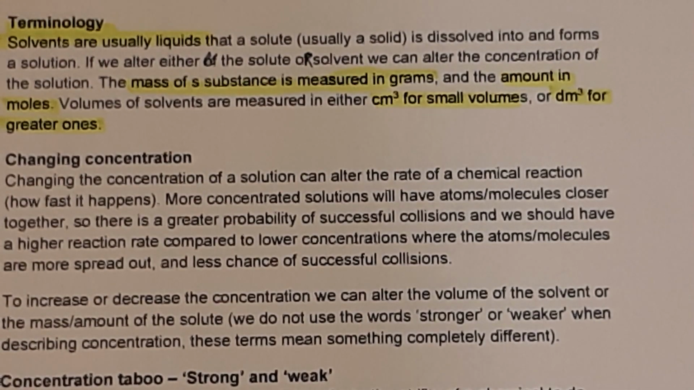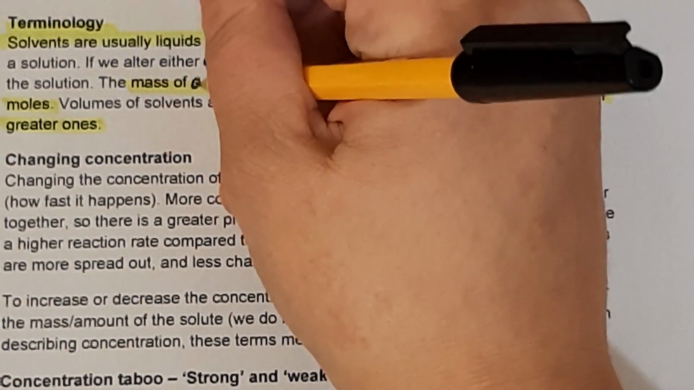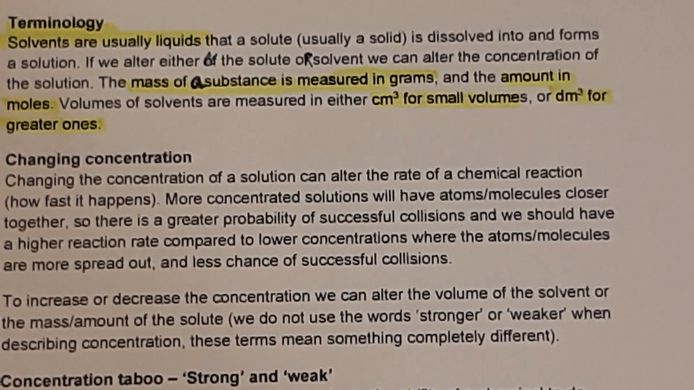Terminology. Solvents are usually liquids that a solute, typically a solid, is dissolved into and then form a solution when they're mixed. If we alter either the solute or the solvent, we can alter the concentration of the solution by changing the amount of solute or solvent. The mass of a substance is measured in grams, the amount in moles. Volumes of solvents are measured in either centimetre cubed for small volumes or decimetre cubed for large volumes. This is all familiar content that we've done in previous lessons.